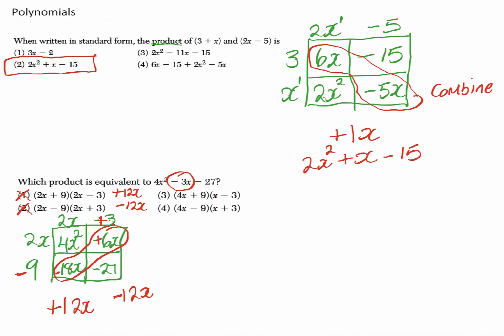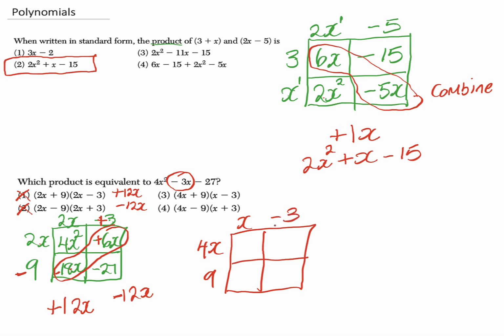Okay, notice 3. We have some different numbers here, so let's draw a box. Let's divide it up. Here would be 4x. This is 9. This is x. This is minus 3. 4x times x is 4x squared. 4x times negative 3, negative 12x. 9 times x, 9x. 9 times negative 3, negative 27.